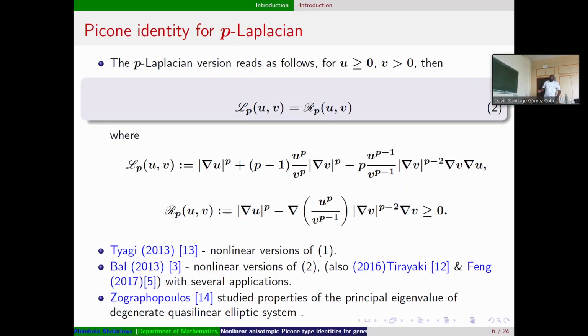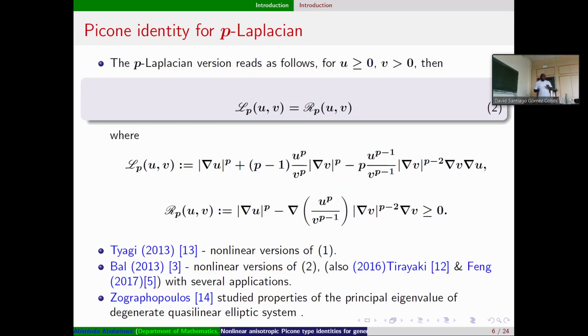Then Socrates in reference 14, also my reference 14, they apply this to handle the principal eigenvalue of a degenerate quasi-linear elliptic system. So you can say that this identity is very powerful, and that is where the interest comes from. If this is powerful, then what are those equations or systems that we want to solve? Can we have a version of the Picone identity to handle such problems?